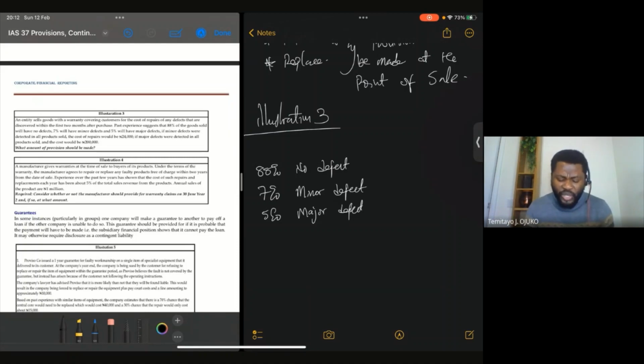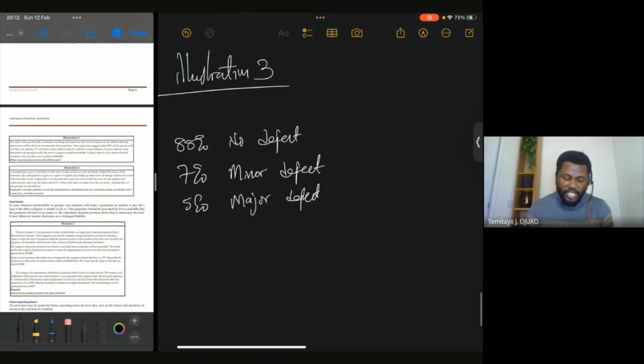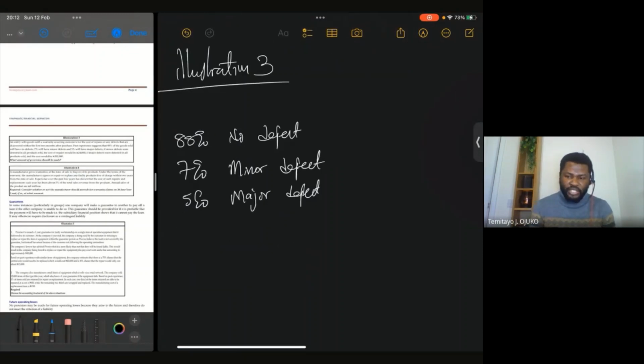Now, looking at that, it's very simple. What we can do is, if 88% there's no defect, that means the amount of provision will be nil because there's really nothing to provide for. Now, they said 7% we have minor defect, and if we are to repair those that have minor defect, they said the cost of repair is going to be 24,000. Now, it means that 100%, right?